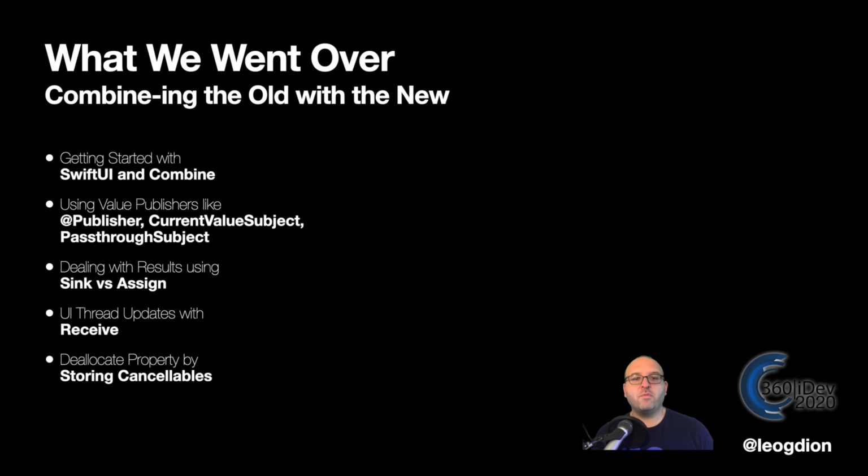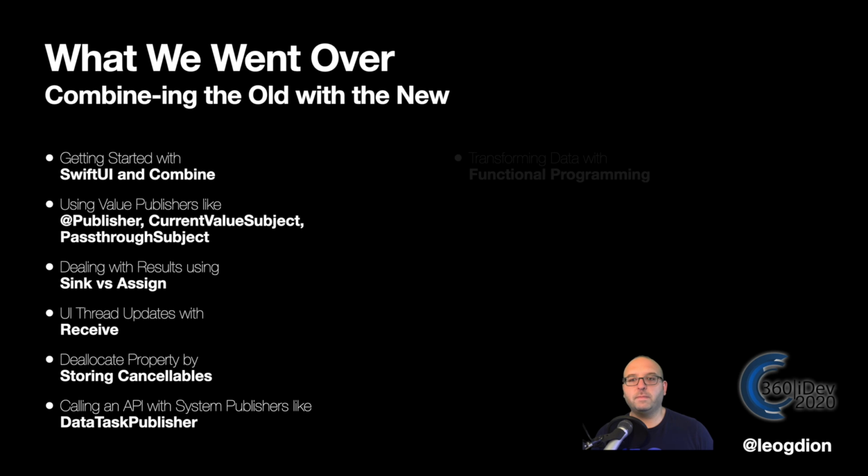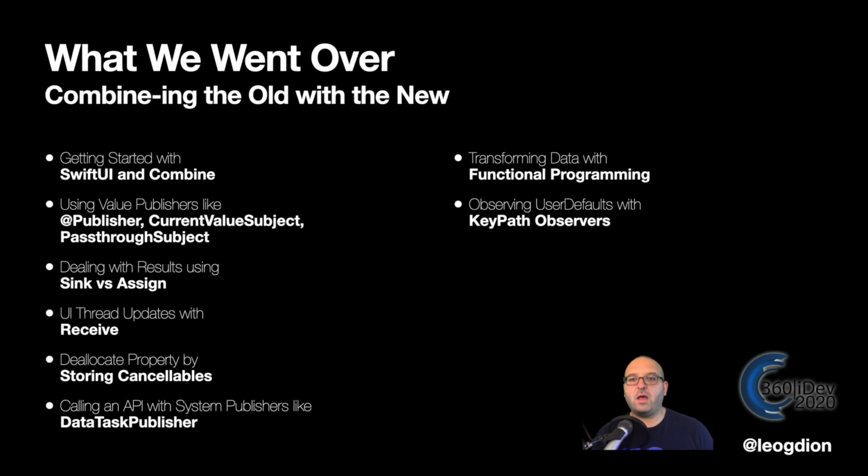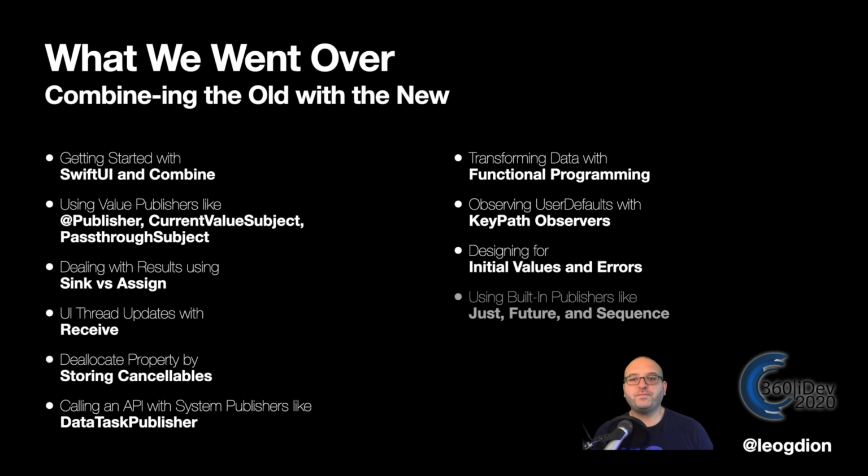We talked about how it's important to store cancellables so that properties are deallocated properly. We talked about calling APIs with system publishers like the data task publisher. We talked about transforming data with functional programming, as well as observing values in user defaults using key path observers. We talked about designing your application with initial values and errors in mind.